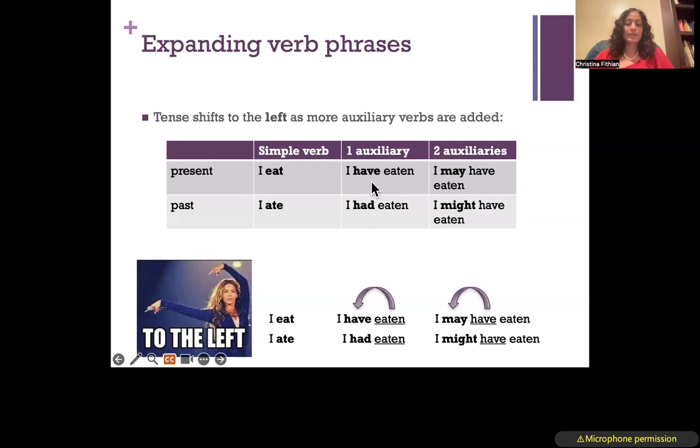Same thing with have and had. These are the leftmost auxiliary verbs that we have in the sentence. Therefore, they carry the tense. So we can see the tense moving as we add the modal auxiliary here. And what you're going to notice, again, is that we can change this modal auxiliary. You can change it to may have eaten or might have eaten. Doesn't matter. Still, have now is frozen, no longer changes. So that is the rule. Tense shifts to the left as more auxiliary verbs are added.